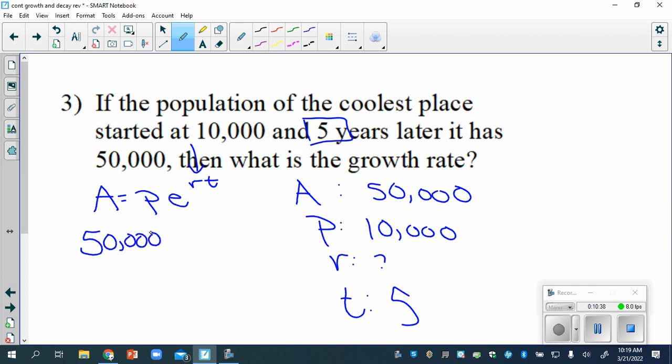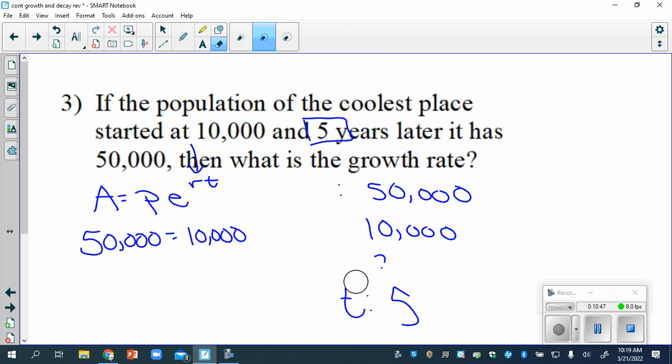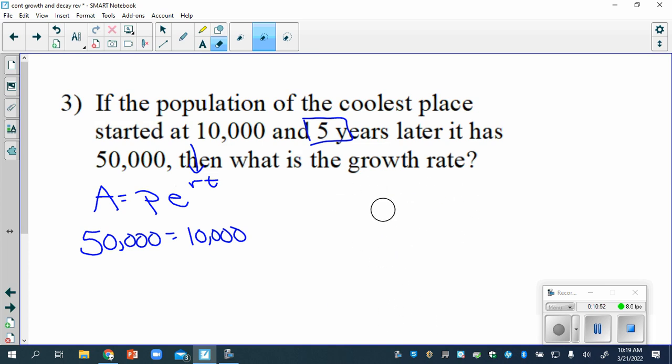50,000 equals 10,000. What does the P stand for? Your starting amount, principal amount. That's the starting amount. I wish it was an S or something else, but it's principal amount. And then we have e to the 5R. I'm looking for the rate.